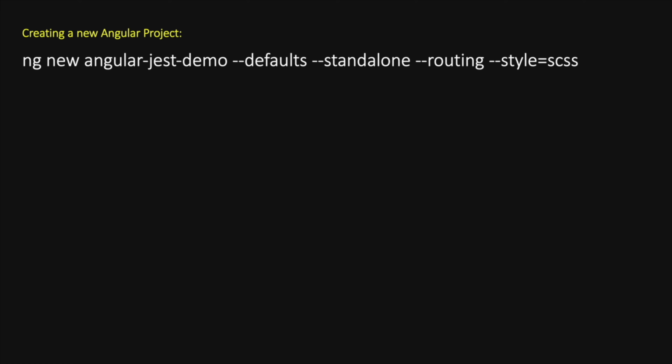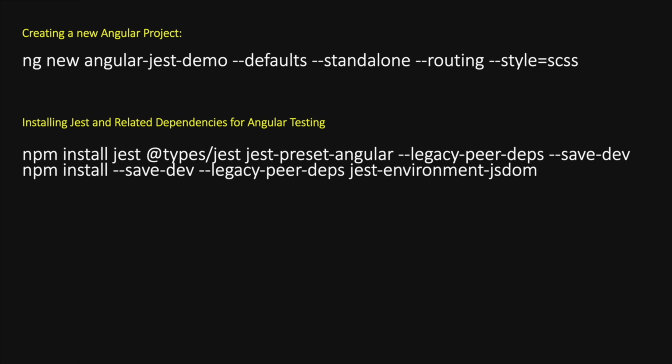After that, we install the Jest dependencies using these two commands. The first one installs Jest, the testing framework, then the TypeScript definition for Jest, and a pre-configured setup for testing Angular apps with Jest. The dependencies are only needed during development, therefore we use the save-dev flag. The legacy-peer-deps flag ignores peer dependency conflicts and installs the package anyway. The second command installs jsdom, which allows Jest tests to simulate a browser environment.